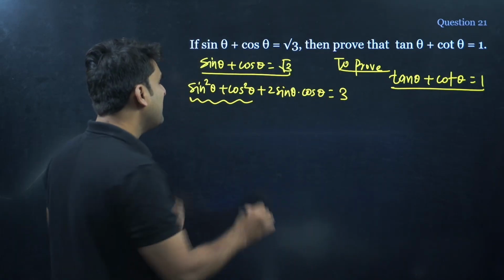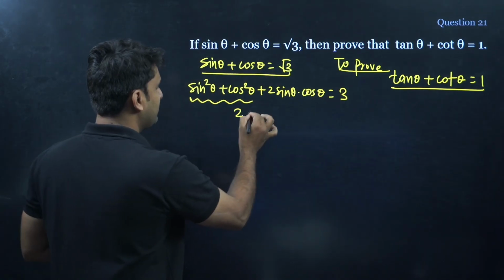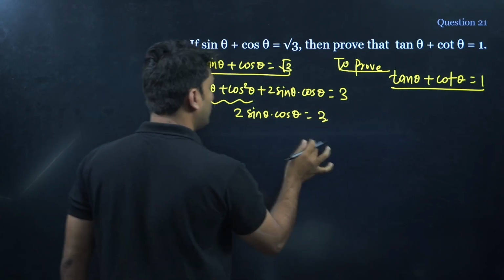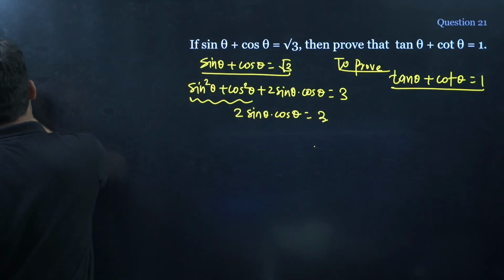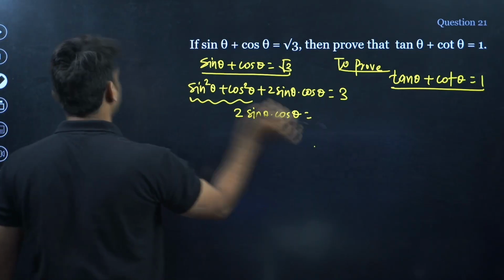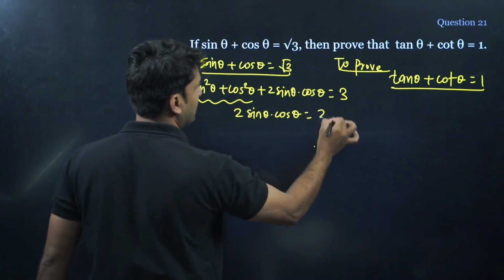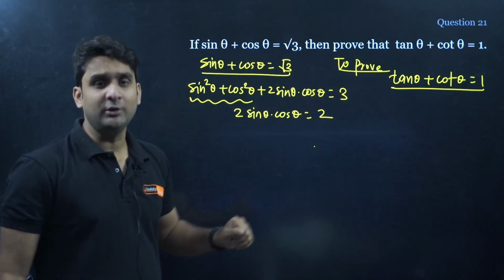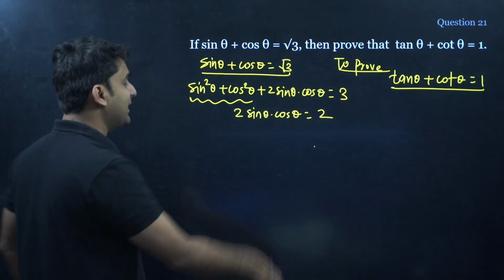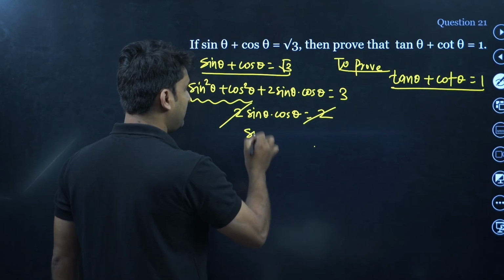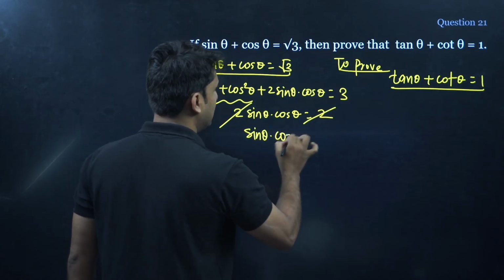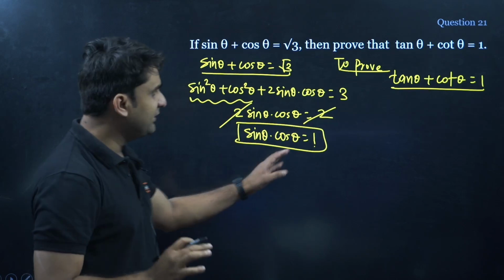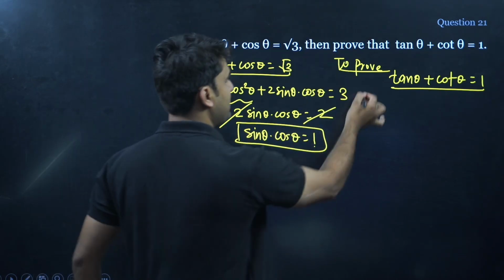Right? So 2 sin theta into cos theta will be 2. 3 minus 1 will be 2. Clear, everyone? We have 3 on the RHS, but this 1 will go and, subtracting from 3, we'll be getting 2 here. 3 minus 1 will be 2, and this 2 will cancel this 2, so it proves that sin theta into cos theta is 1. Keep it with you because we'll require this here.